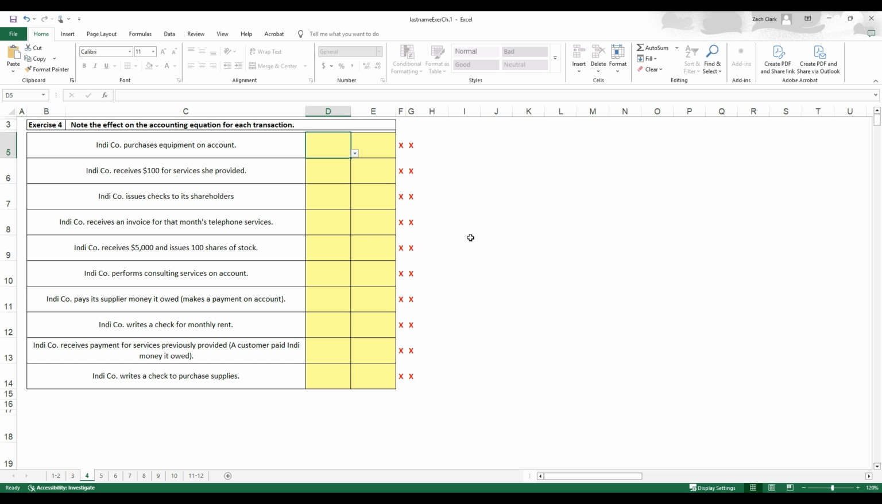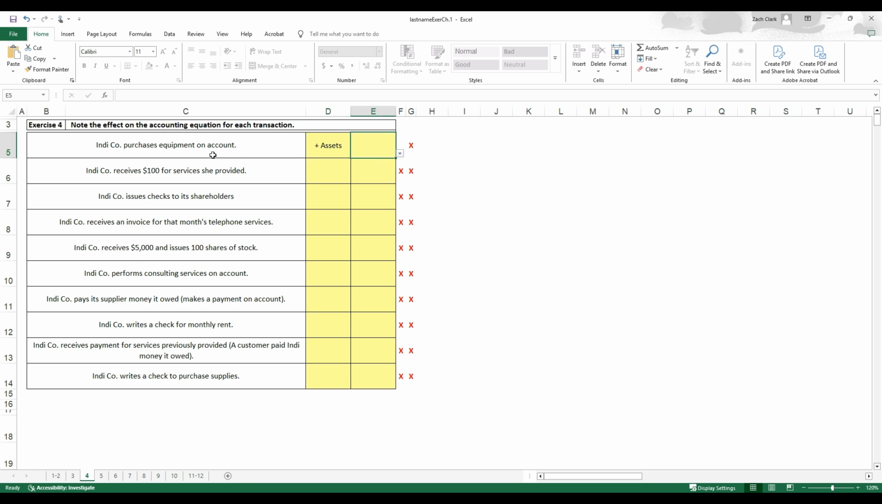Okay, exercise 4. We want to note the effect on the accounting equation for each transaction. This is a really important skill to develop as you're working through your accounting knowledge. In this problem, again, we see 2 red X's, so it's a 2-part answer. We have drop downs. If we're purchasing equipment on account, then our equipment is going up, and that's an asset.